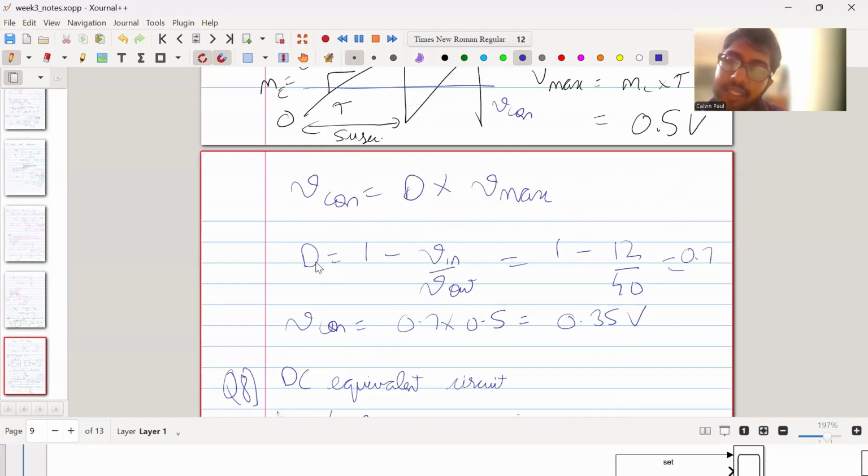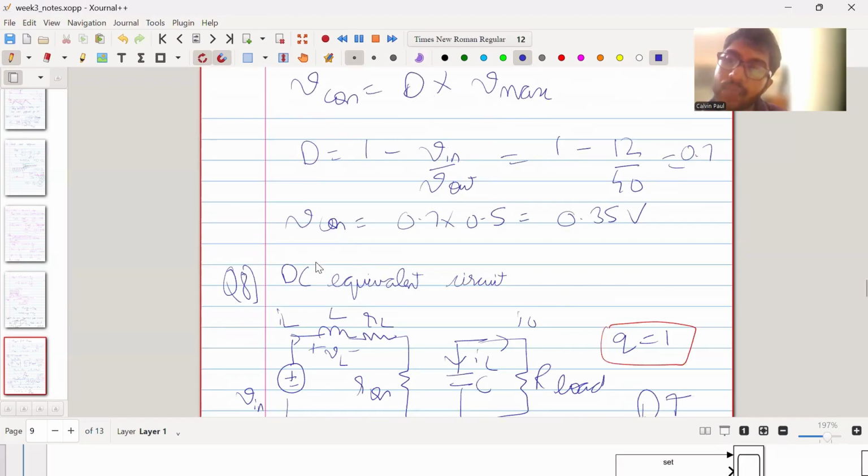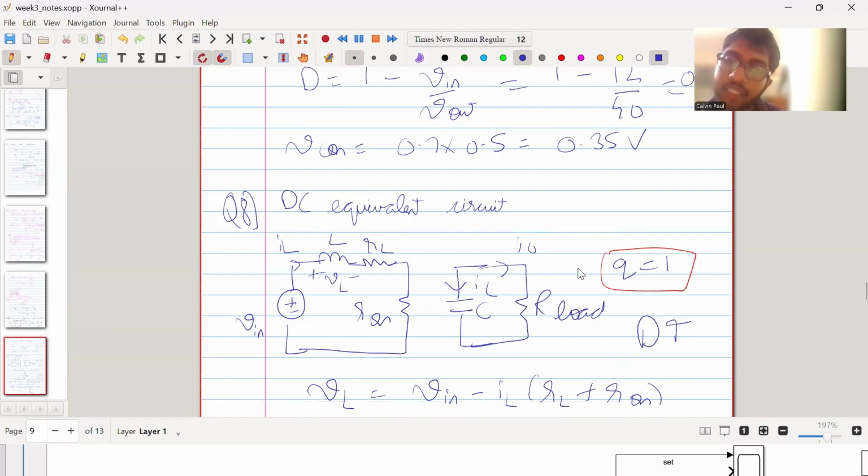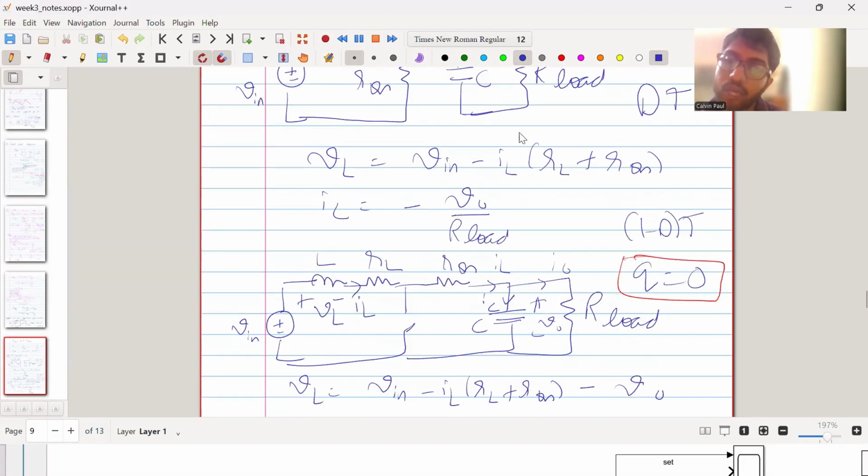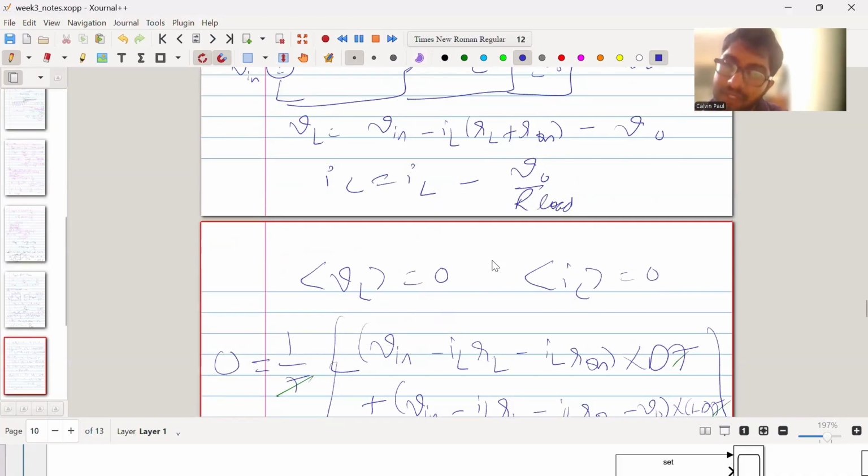Then the final and last question which we did was the DC equivalent circuit, where we consider 2 different modes of the boost converter when it operates, Q1 and Q0, where we analyze each of the equations. Then we average those equations. Since it is DC circuit averaging, it is like the steady state. In steady state, the inductor works as a short circuit, the capacitor works as an open circuit.